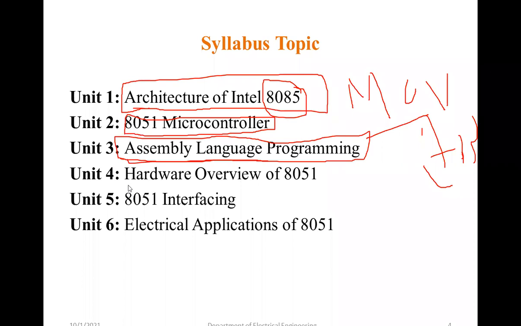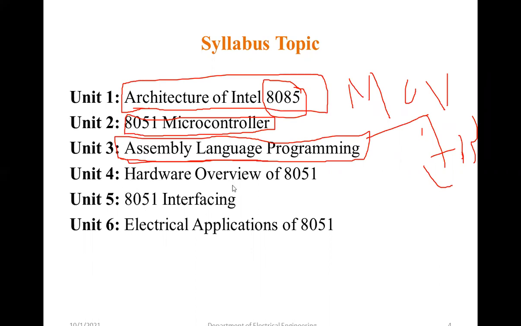What is the hardware of the 8051? This is unit number 4, the hardware. In that hardware, we are discussing the interrupt structure. These are the main different parts. What is meant by the interrupts, timer, counter, and their programs? This is the next part of your hardware, the interrupt.